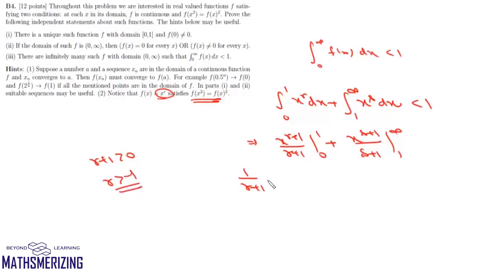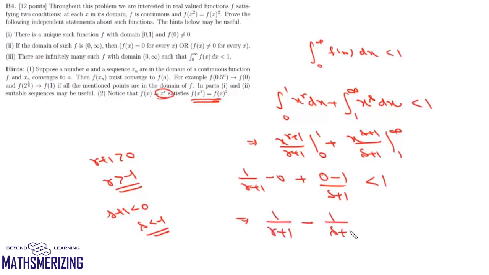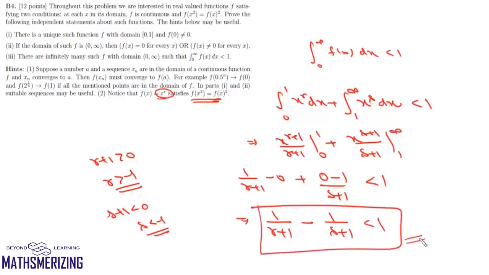So it'll be simply 1 upon r plus 1 minus 0, and then plus. Now we'll put x as infinity, infinity to the power s plus 1 will be finite and bounded only when s plus 1 is less than 0. So that means the value of s should be less than minus 1. In that case we'll get 0 minus 1 upon s plus 1. So this value should be less than 1. From here we'll get 1 upon r plus 1 minus 1 upon s plus 1, and it should be less than 1. Now this inequality will have infinitely many solutions. So there'll be infinitely many f's in the domain for which this integral is less than 1.